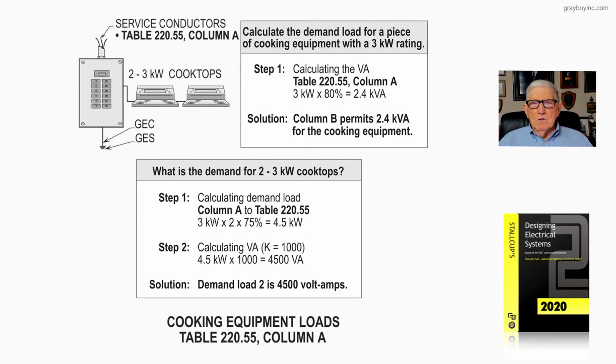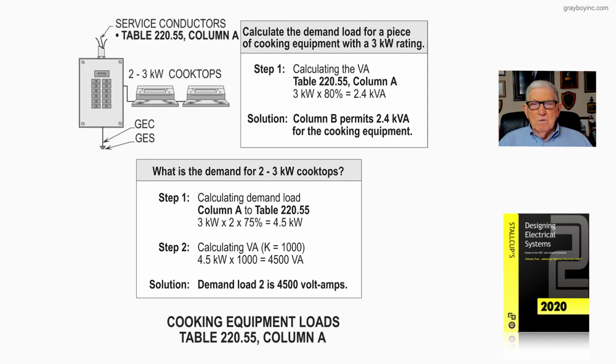So when we go in step 1 to Column A of Table 220.55, we have 3 kW, but we have 2 units. So we get 75% instead of the 80% in the illustration because we have 2 units instead of 1. So 75% of 3 kW times 2 is 4.5. So step 2, we have 4.5 times 1,000, which would be equal to 4,500. And again, we're just using 1,000 to get rid of the K and get it into volt-amps as the question wanted us to do.